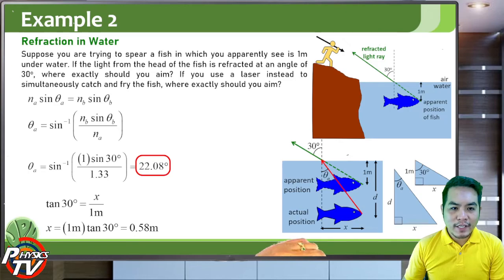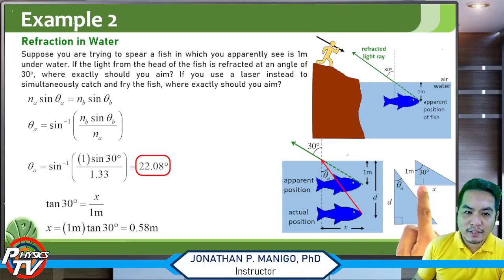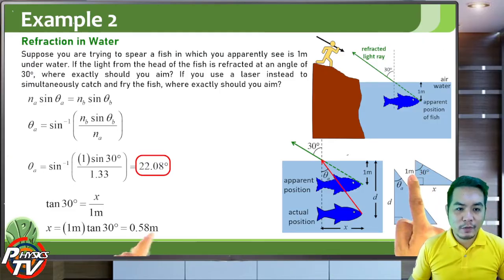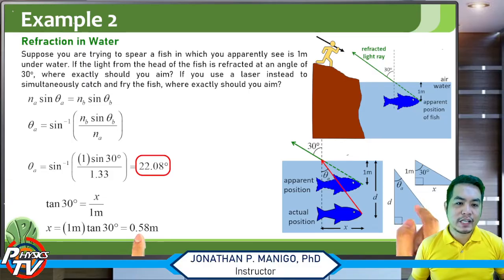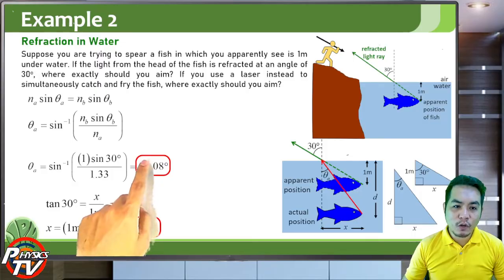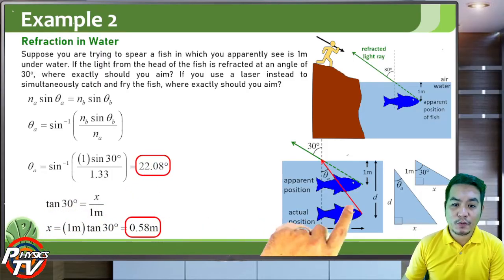To solve for x from this triangle here, we use tangent. Tangent of 30 degrees is opposite x over adjacent 1 meter. So then we can solve for x. x is 1 meter times tangent 30 degrees, or 0.58 meters. So we now have solved the two things that we need in order to solve for d.